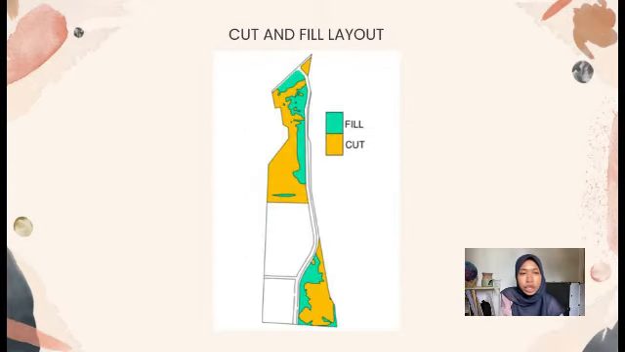Next, after completing the Excel computation of the cut and fill volume calculation, we came out with the cut and fill site layout, which we sketched manually, referring to the positive and negative values from the Excel, and this is the final result of the volume that we obtained by doing the grid method.